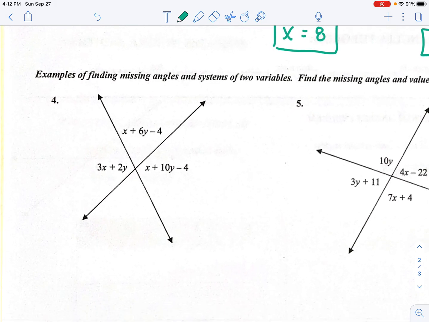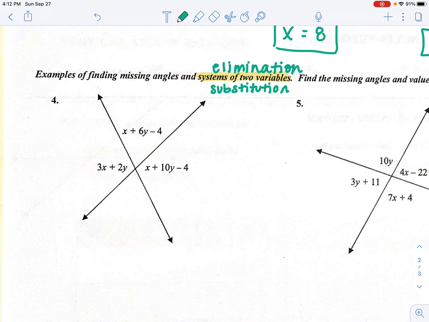So this one, example 4, you'll notice that we have a lot of variables. We've got an x and we have a y. So we're going to have to solve what we call a system of equations of 2 variables here. There's a couple different ways we can solve them. There's 2 main ways. We can either use substitution, or we can use elimination. I'm a big fan of elimination, but I feel like most kids usually like substitution. I'm going to show you those examples.